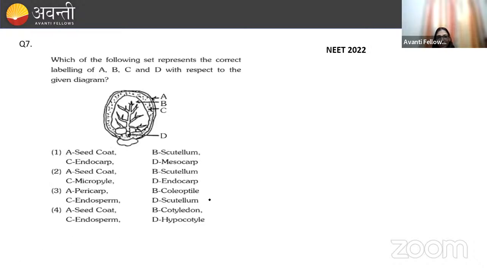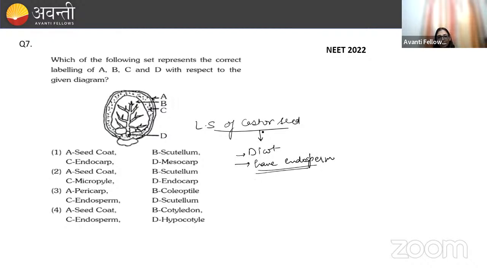Moving next. Which of the following sets represents the correct labeling of A, B, C, and D with respect to the given diagram? Please remember the diagrams given in NCERT and also their respective labelings. They are very important. So this is the LS of castor seed. And castor is a dicot, an exception because it has endosperm. Because generally the dicot seeds are non-endospermic seeds. But the exception is castor.